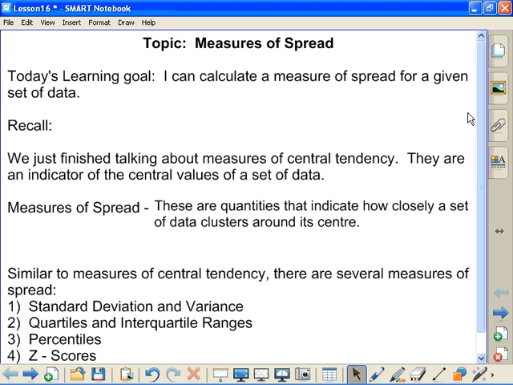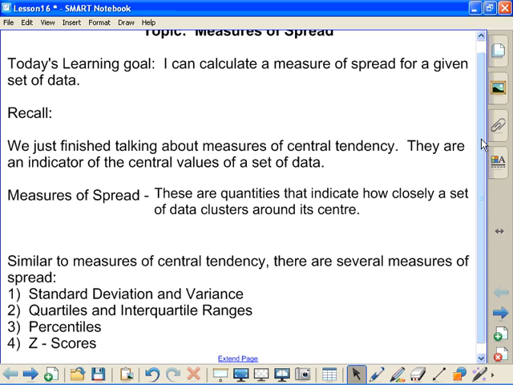So let's begin. Recall, we just finished talking about measures of central tendency: mean, median, mode. They're an indicator of the central values of a set of data. It tells us, on average or at the midpoint, how we would represent our data. So today we're looking at measures of spread.